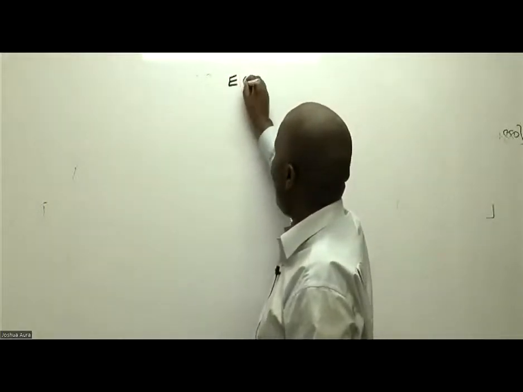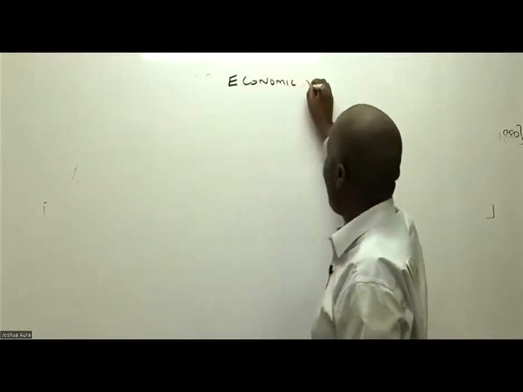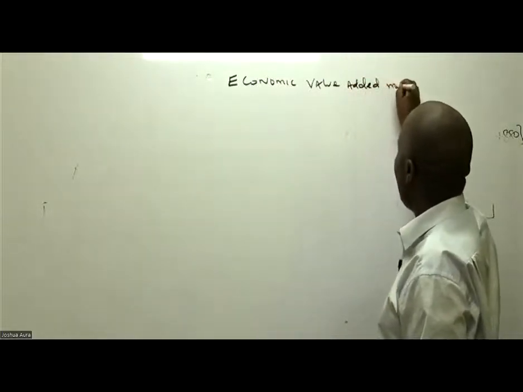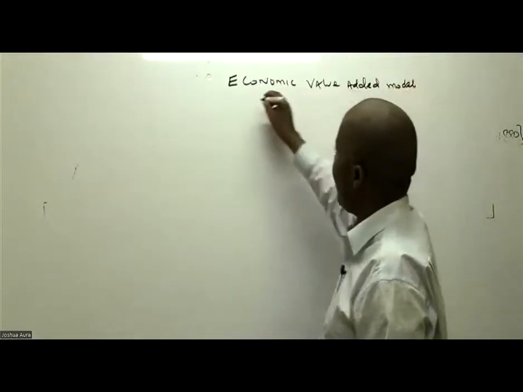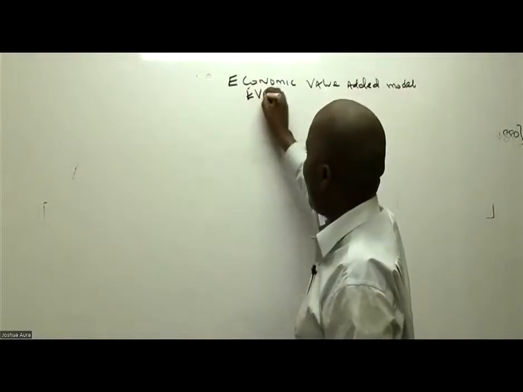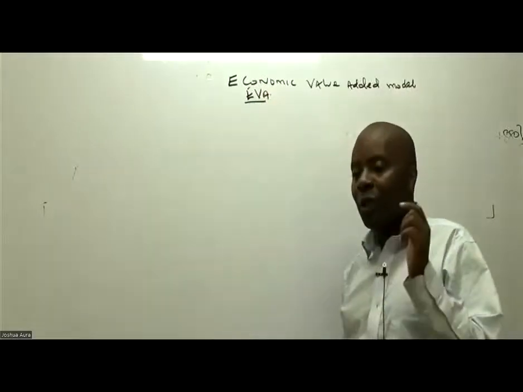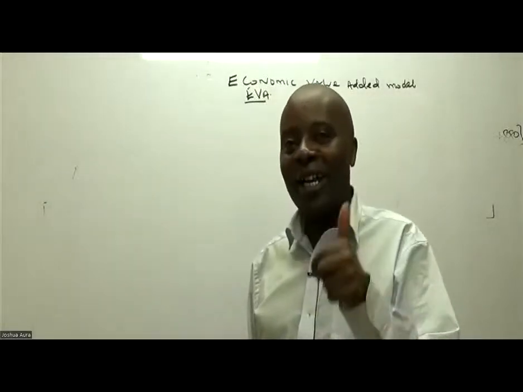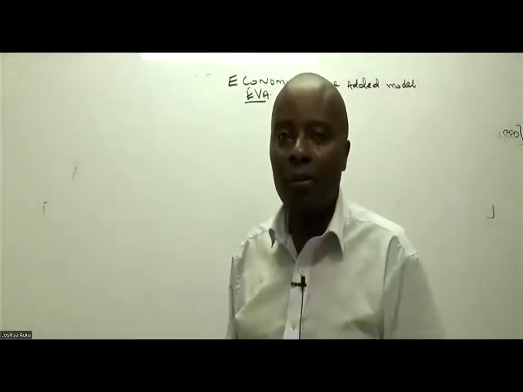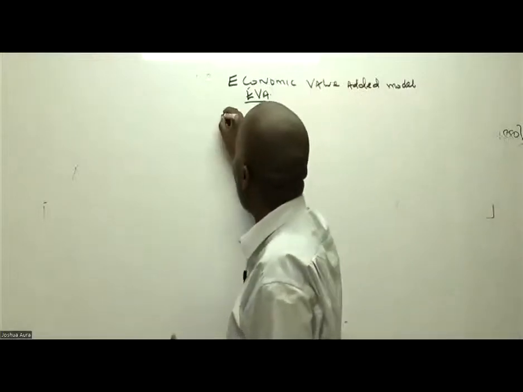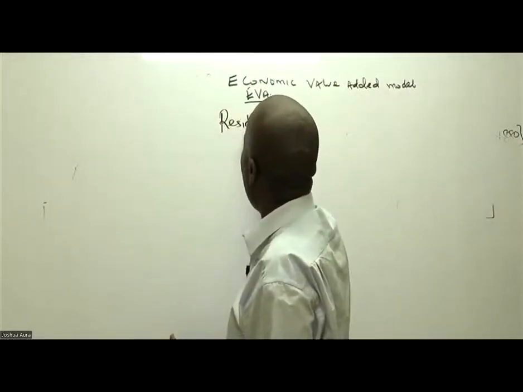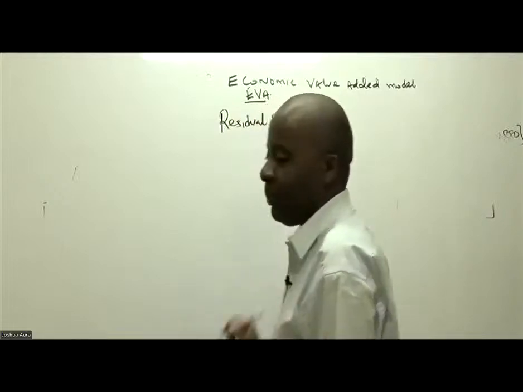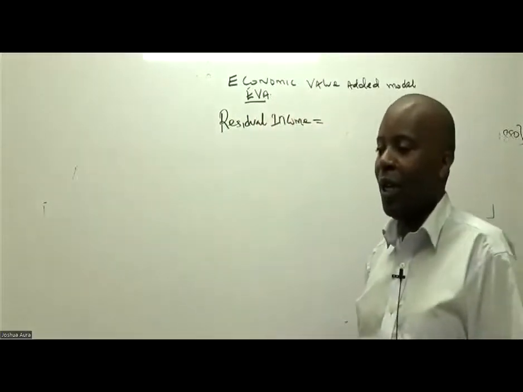EVA, economic value added model, very popularly known as what here? EVA. Remember, EVA borrows heavily from where? From residual income. So we cannot start really this EVA model without you telling me, how do we get residual income?